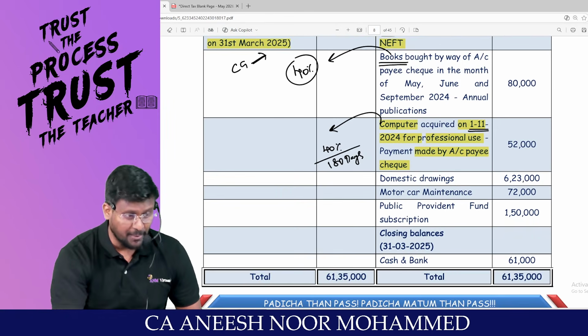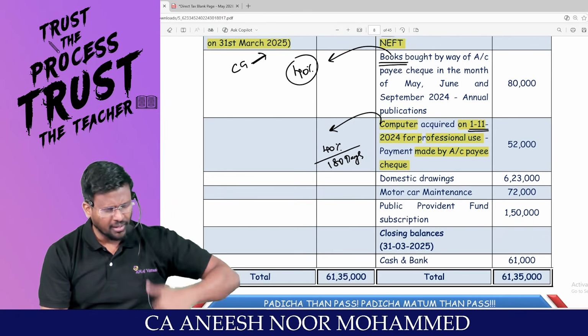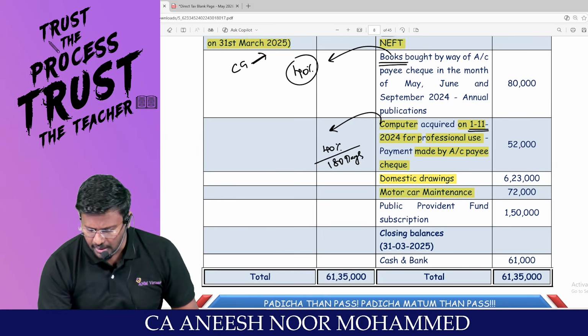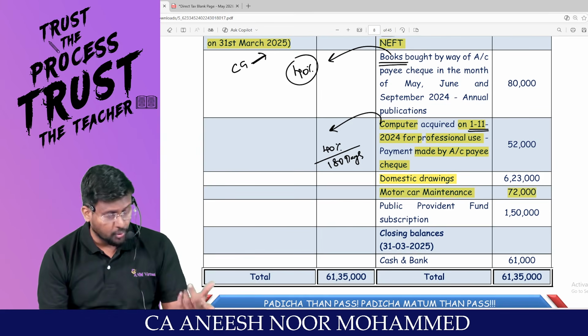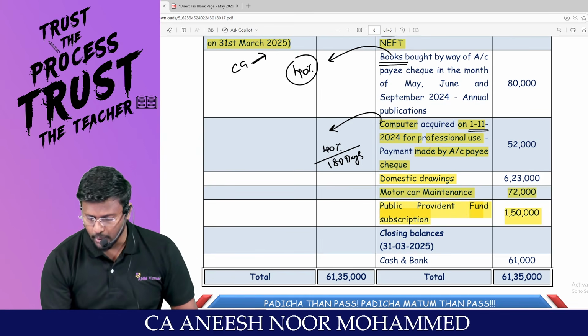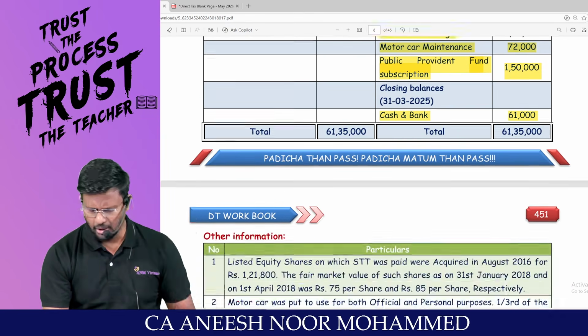Domestic drawings, it's a capital expenditure. It's a personal withdrawing, nothing to do with the business. Put it in the dustbin. Motor car maintenance is a PGBP deduction. You can claim it as a deduction. PPF subscription, you are entitled to claim 80C. Closing cash balance has been given. Put it in the dustbin because that is an asset.